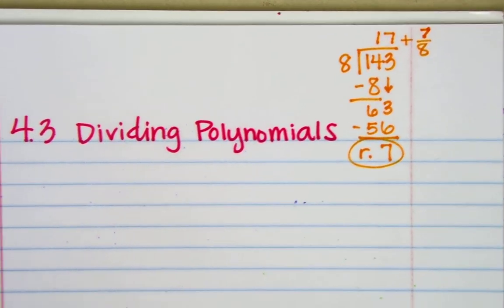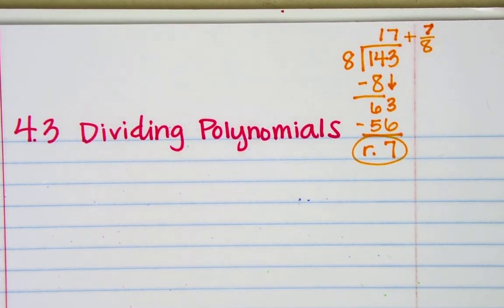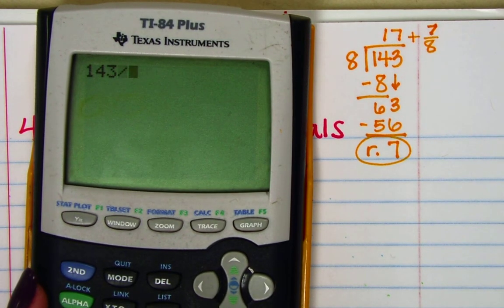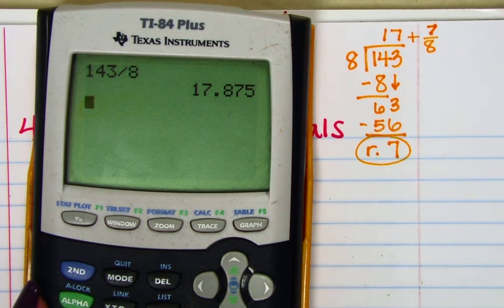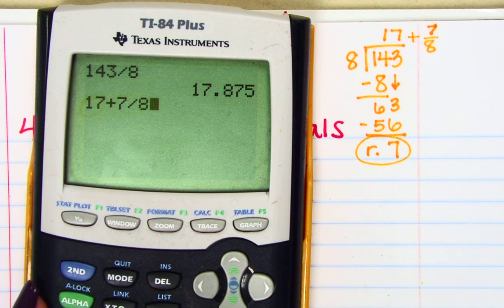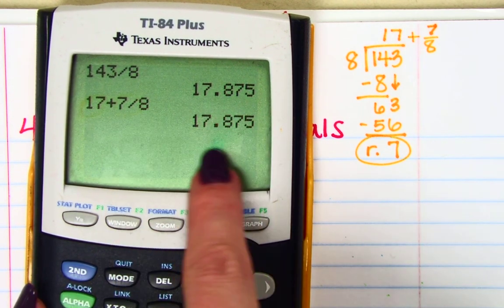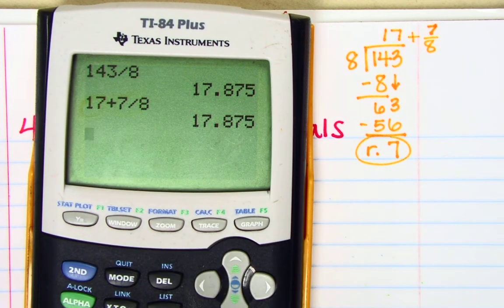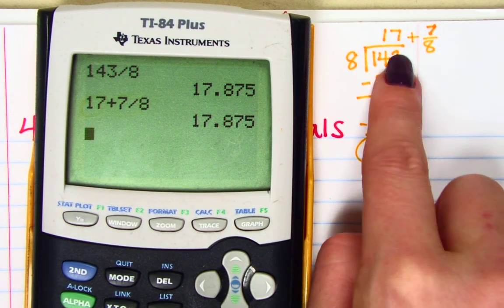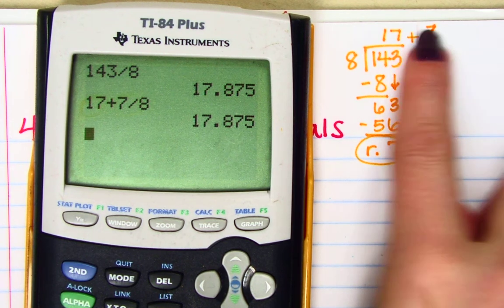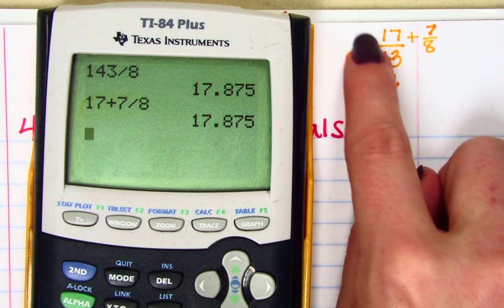If we check it with our calculator, 143 divided by 8 gives 17.875. And if I do 17 plus 7 divided by 8, I get 17.875. 7 divided by 8 is the decimal part, so it means the same thing. It's just a different way of showing it. We don't usually have to do that when we're just using numbers, but with the polynomial, since there are x's in it, we can't go on with the decimals. So this will be our answer.